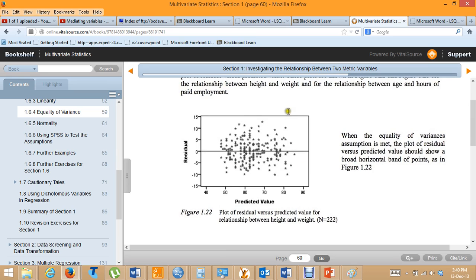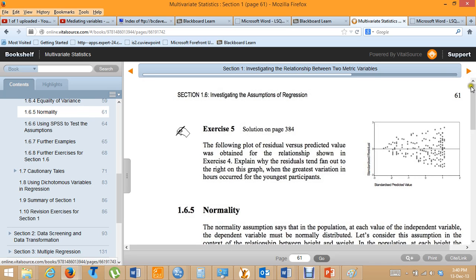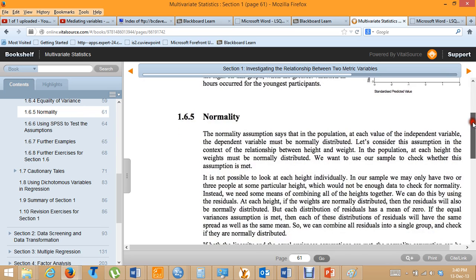However, if you have a scatter plot like this, this suggests that both linearity and equality of variances have been met, and so you can start testing for normality. Now again, for normality, the assumption is that at each value of the independent variable, the dependent variable must be normally distributed. However, it's really difficult to test the distribution of the dependent variable for each value of the independent variable. In fact, most of the time you're not going to have enough participants.